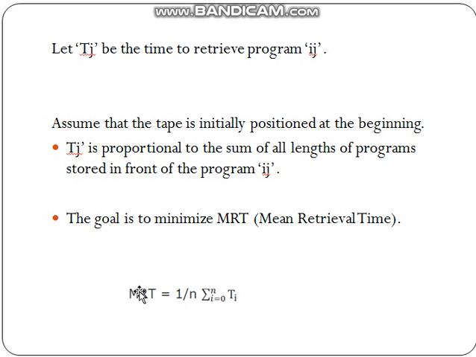So here MRT is equal to 1 by n summation of Tj, where j runs from 1 to n.